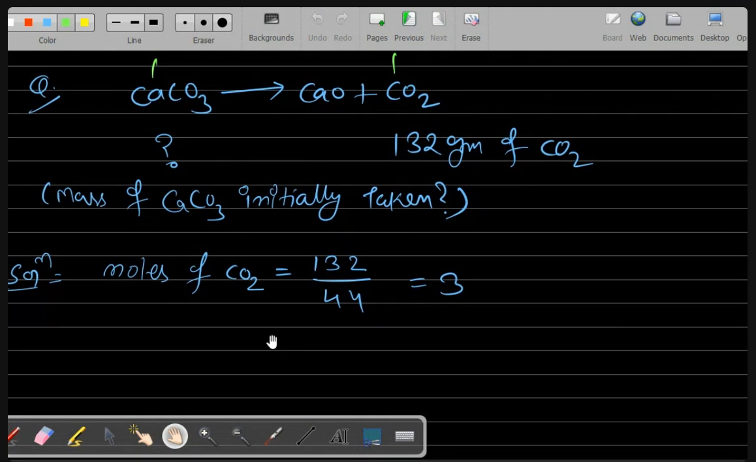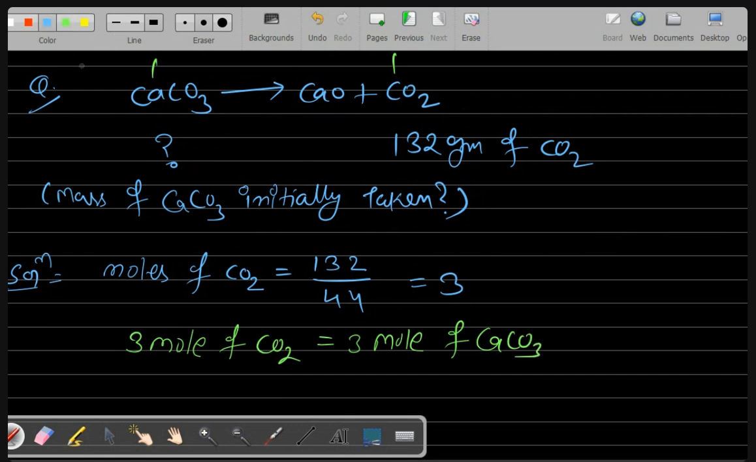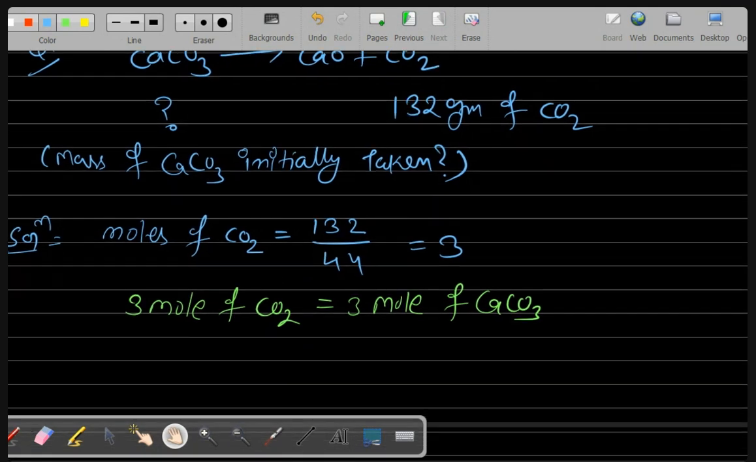We will do a different question like that as well. Here there is no number in front of it, so the ratio is 1:1. So directly we can say that 3 moles of CO2 will be equal to 3 moles of calcium carbonate, because the 1:1 ratio is there. Then the mass is 3 times 100, which is 300 grams.